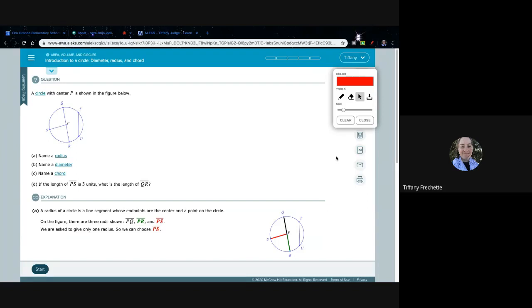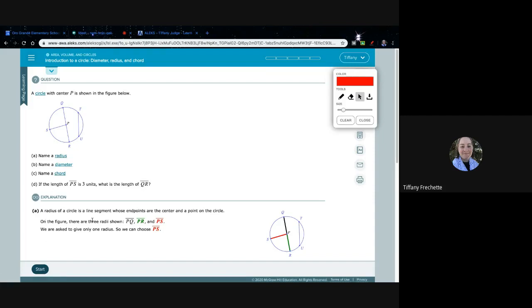Introduction to a circle, diameter, radius, and chord. In this topic, we're just learning how to name these three things: diameter, radius, and chord. First we need to know what the definition of each one is. Part A says name a radius.